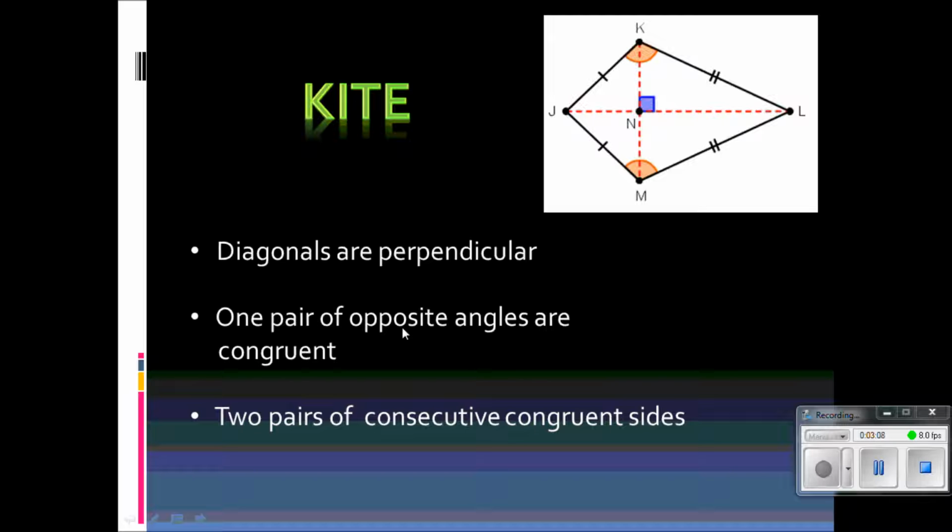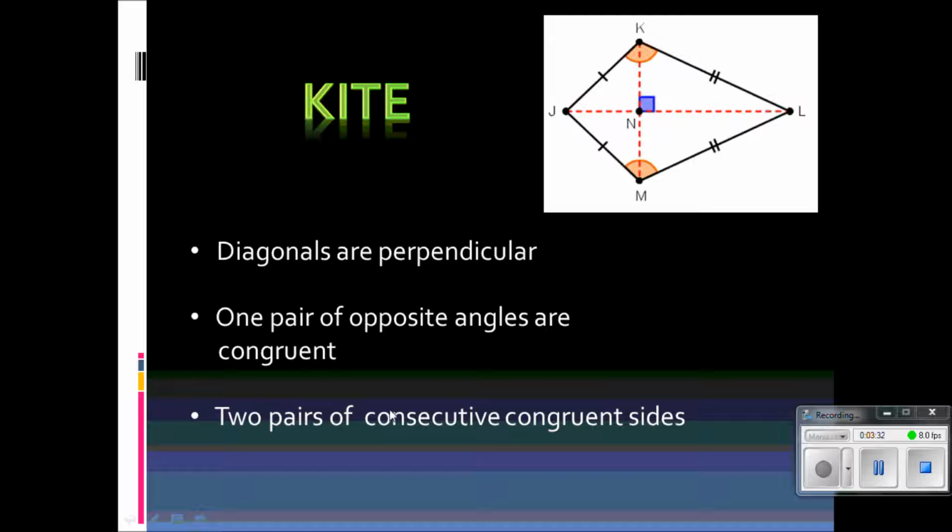They have one pair of opposite angles that are congruent. So I have this angle highlighted in orange, this highlighted in orange as well. But there's only one pair. And remember, in the parallelogram, we had two pairs of opposite angles that are congruent. So that makes the kite a little bit different. So this one here and this one here, these are congruent. And again, if you draw it out, that should be pretty clear to you.